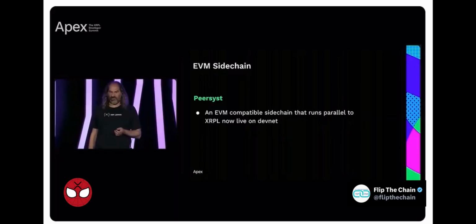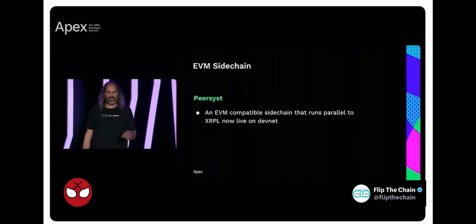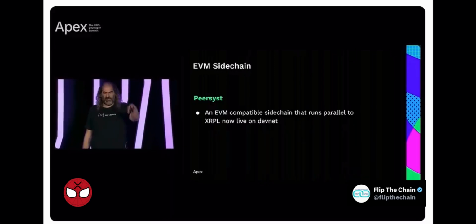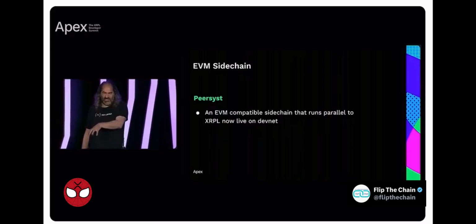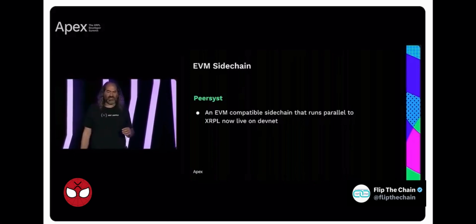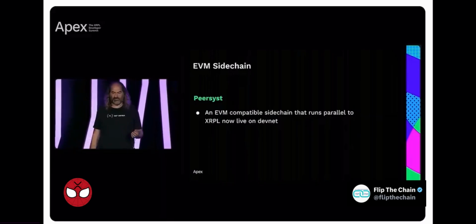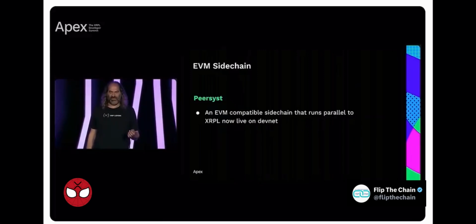The sidechain is connected to the XRPL DevNet via a decentralized bridge, which is very important, and it uses the XLS-38D cross-chain bridging functionality to bridge to the XRPL network. So that's a bridge that connects the development network to the test instance of the sidechain. The next step is to adopt XLS-38D on the XRPL mainnet. Once that amendment is approved by the validator community, a new EVM sidechain can be launched to the XRP Ledger mainnet, as can other sidechains.